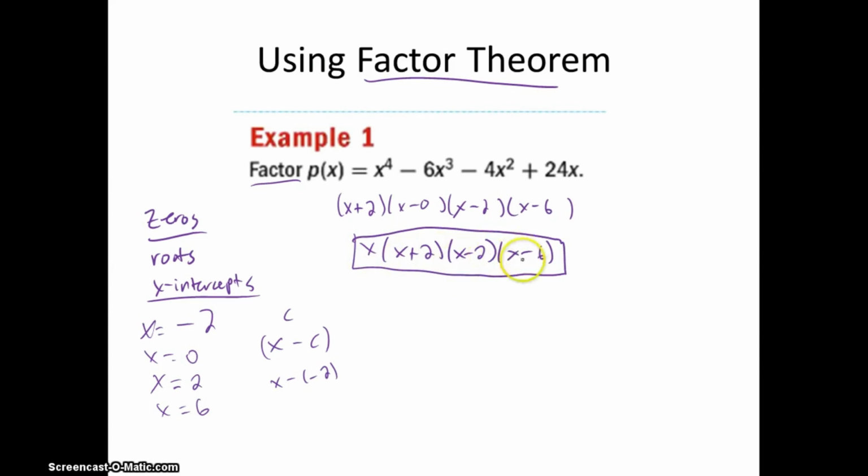1, 2, 3, 4 x's. And if you multiplied this out using a box or using any method you want, repeated distribution maybe, you will actually find that it is equal to this polynomial, which is kind of cool. So just by knowing the zeros, I was able to write out the 4 factors of the polynomial.